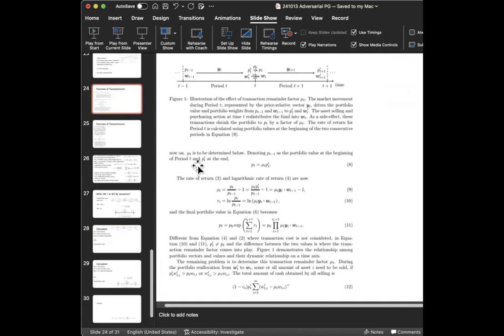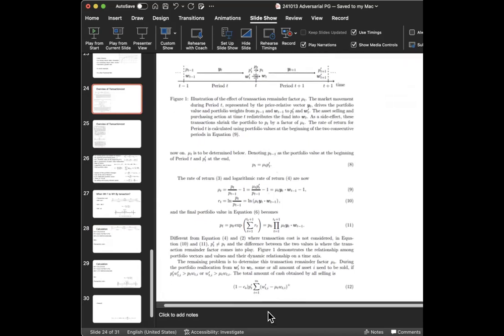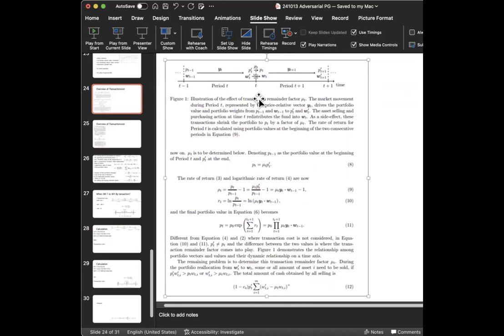Then they calculate the transaction cost like this, from W_T,I to U_T is how much they sell. So W_T,I minus U_T, W_T,I, and with the commission rate. This is how they calculate the total amount of cash obtained by all selling.